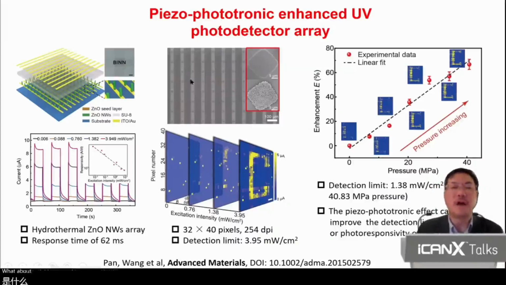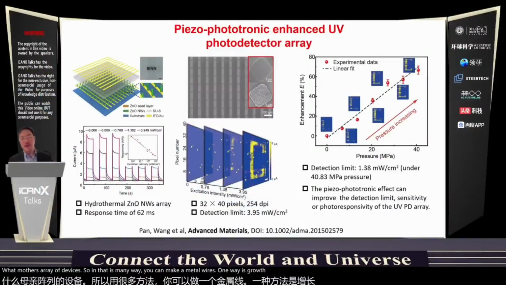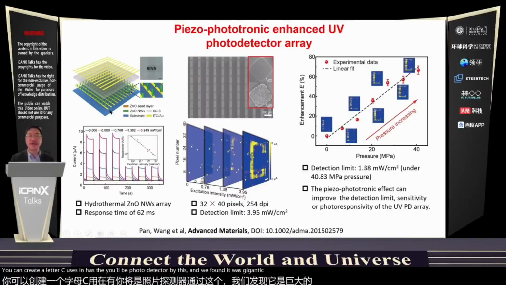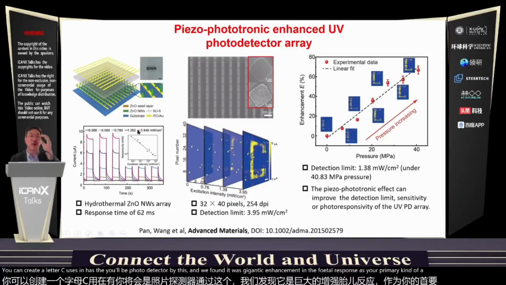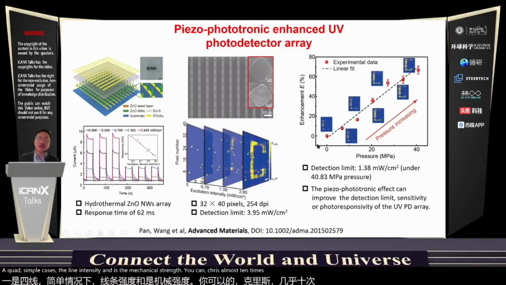What about an array of devices? There are many ways you can make nanowires. One way is growth, the other is etching. So you can use an array of etched nanowires. You can create a letter C. You use this to enhance the UV photodetector. We found a gigantic enhancement in the photo response as you apply mechanical strain. This is the light intensity, and this is the mechanical strain. You can increase almost 10 times. This is one example.